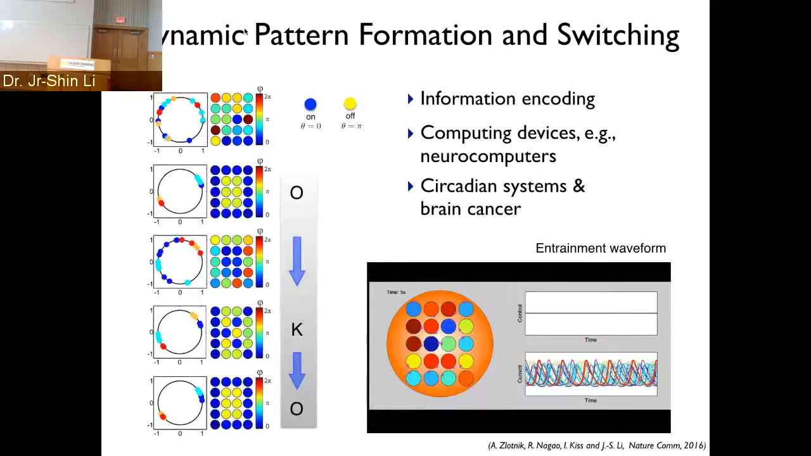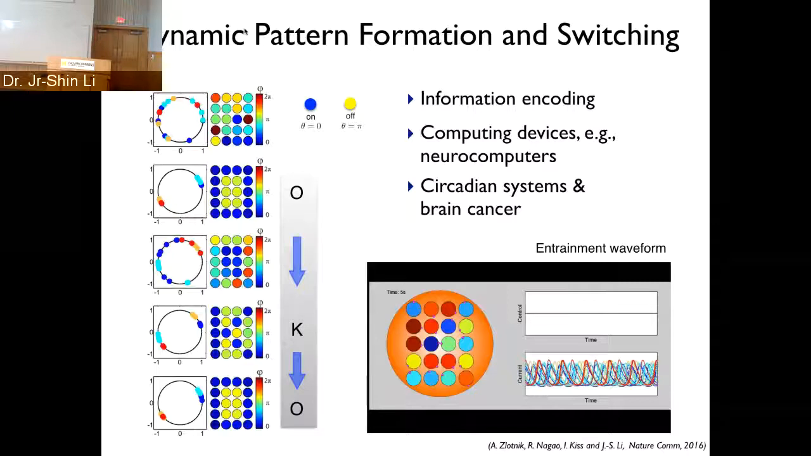Okay, and this is a real experimental result for chemical oscillators. This was done in my collaborator Dr. Istvan Kiss's lab. He studies chemical oscillators. In this case, he has an array of 20 oscillators, and the color bar denotes the initial phase, which is randomly distributed. If you put these oscillators on the phase circle, they look like this. These are the initial conditions and the color codes.